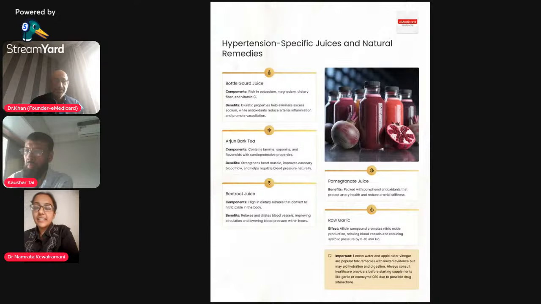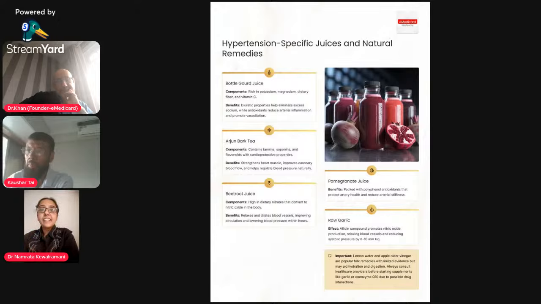Arjun Bhakti is nothing but a herbal supplement we give specifically to hypertensive patients because it contains cardioprotective properties and a good amount of potassium. So two things I would really suggest to hypertensive patients watching this are bottle gourd juice and Arjun Bhakti. But keeping in mind, you have to always monitor your blood sugar and blood pressure levels once you start taking this medicinal diet. And then beetroot juice.